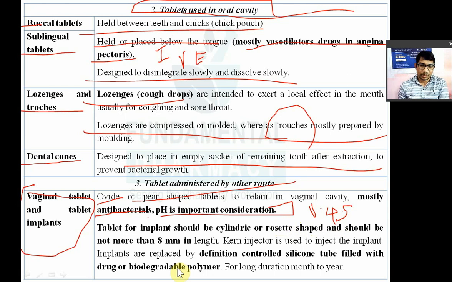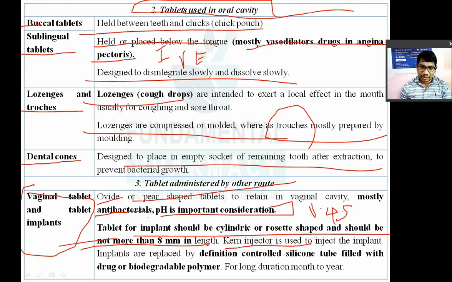The next one is tablet for implant. It should be cylindrical or rosette shaped and should be not more than 8 mm in length. इम्प्लांट टैबलेट जो होता है वो या तो रोजेट शेप का होना चाहिए या फिर सिलेंड्रिकल शेप का होना चाहिए, और नॉट मोर देन 8 mm इन साइज. तो उसके लिए एक इंजेक्टर भी होता है. An injector is used to inject the implant.